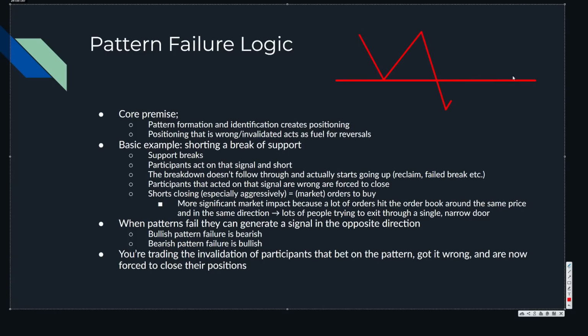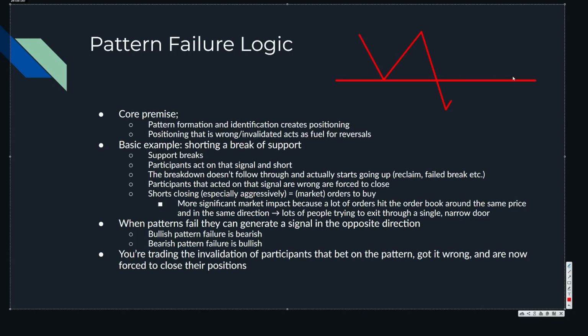If not, it's the basic idea of the market moving when traders are using market orders in the same direction at the same price. That's going to have a much larger impact than something a bit more spread out, right? So taking that example and all the other examples that we'll cover and those that come to mind, as per the penultimate bullet point, when patterns fail, they can generate a signal in the opposite direction. And this really speaks to the core of at least my trading system, which is that bullish pattern failure is bearish and bearish pattern failure is bullish.